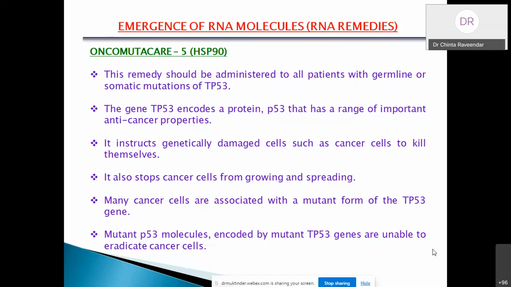If you are found to have a mutated gene, don't go for chemotherapy. That is the advice everybody gives, and we should also give it. But why these things are not being done, I do not understand.